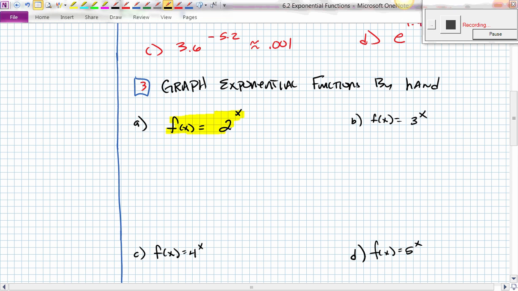So if we're going to graph the exponential function f of x equals 2 to the x, here's what we're going to do. We're going to set up a little tiny table, x and f of x. And all we're going to do is analyze a couple of points. First, I'm going to analyze if I plug in a 0 for x, what is the output? 1. Yeah, 1, because anything to the 0 power is 1. I call this the guaranteed point.